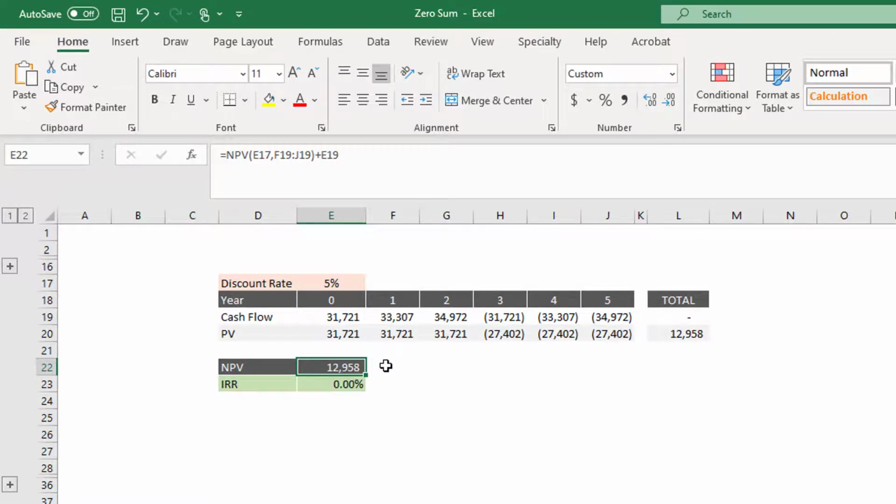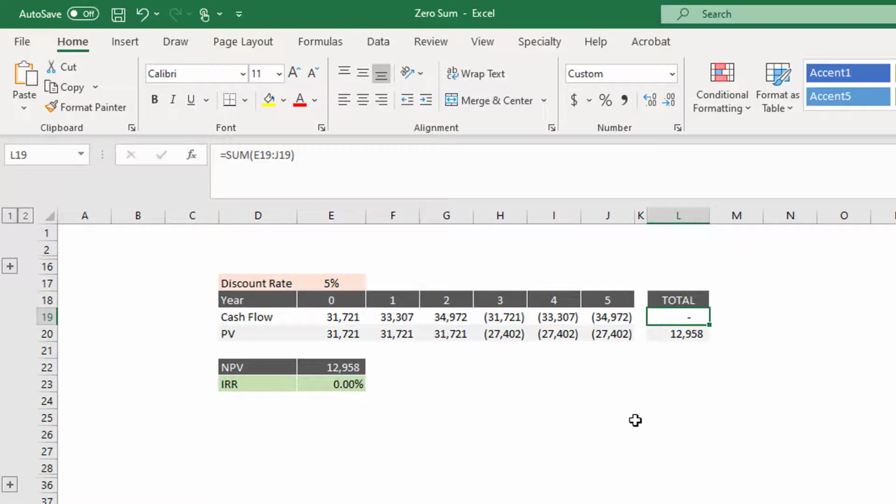12,958, and it simply means that I'm getting an interest-free loan, and this basically signifies that the interest is 0, and I'm getting an interest-free loan, and then I'm repaying this loan. I'm not paying any interest because the sum is 0.